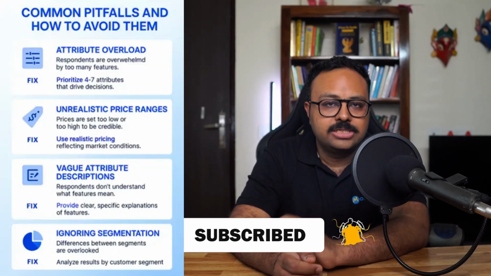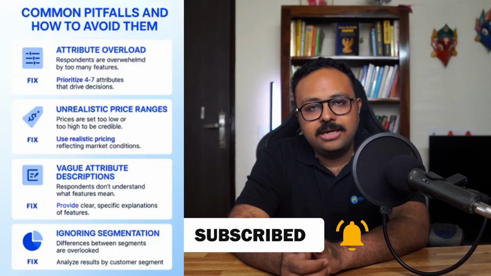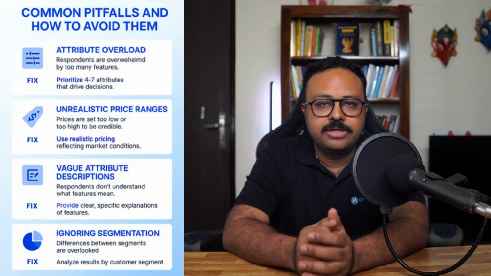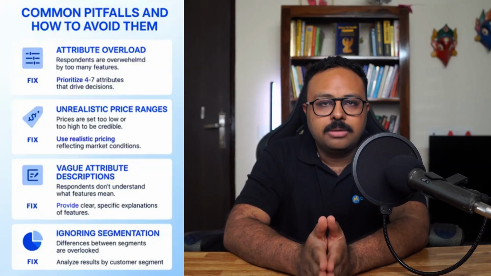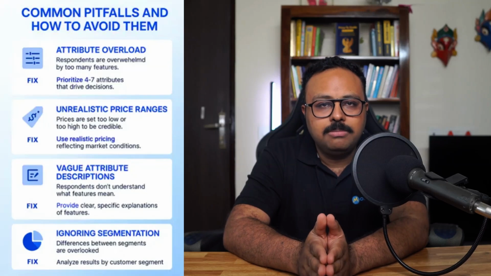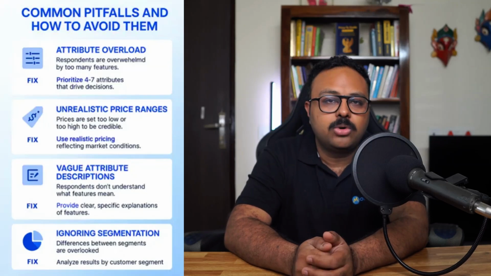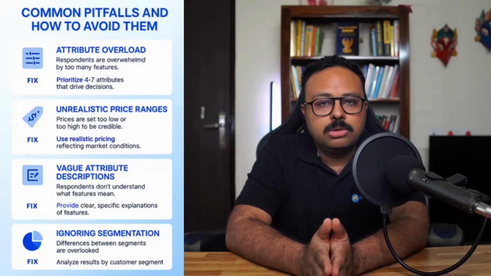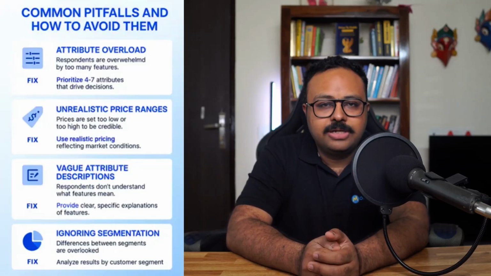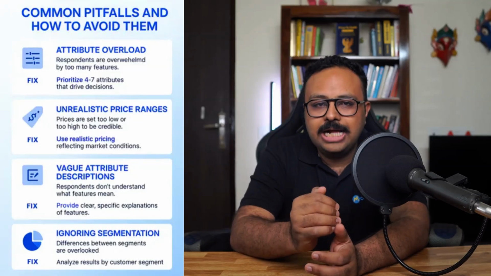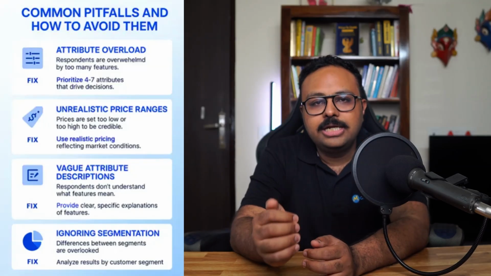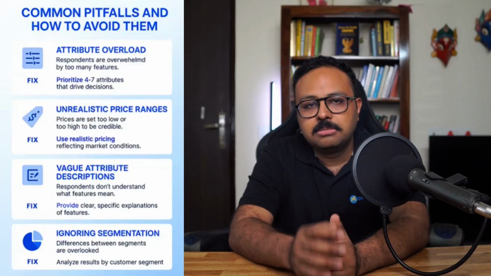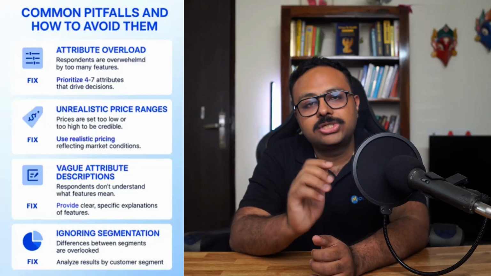Another issue is ignoring segmentation. Looking only at aggregate results can hide crucial differences between customer groups. What appears moderately important overall might be extremely important to one segment and completely irrelevant to another. How to avoid it? Always explore segment differences in your analysis. Look for natural preference-based segments in addition to analyzing for demographics, company size, or other traditional segments.